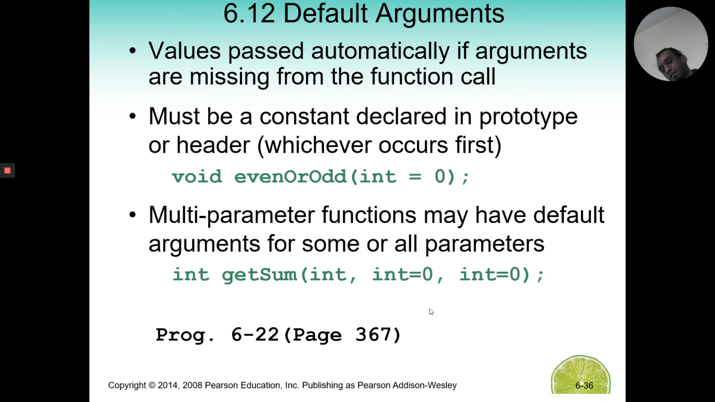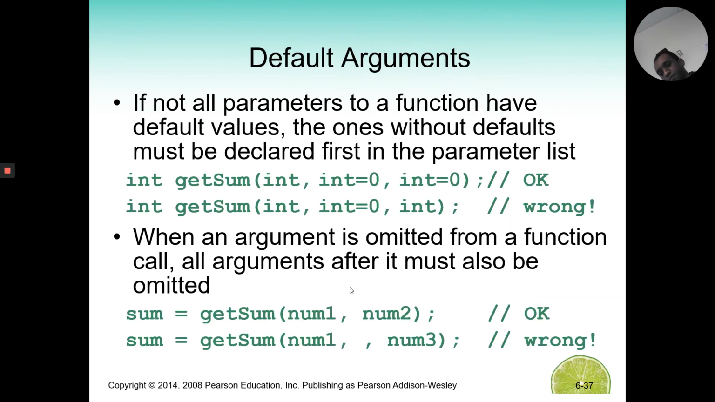You can have values passed automatically if arguments are missing from the function call, and it must be a constant declared in the prototype or a header. Right. So multiple parameter functions may have default arguments for some or all parameters. If not all parameters to a function have default values, the ones without defaults must be declared first in the parameter list. And it gives you an example. When an argument is omitted from a function call, all arguments after it must also be omitted.